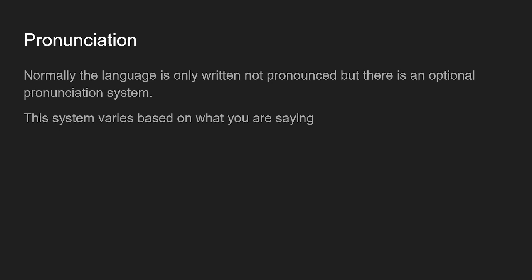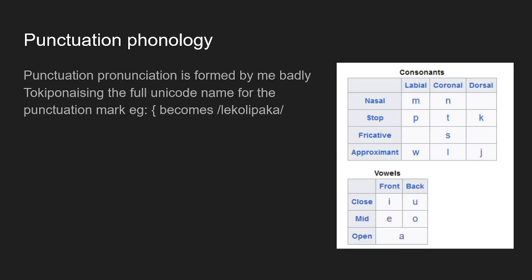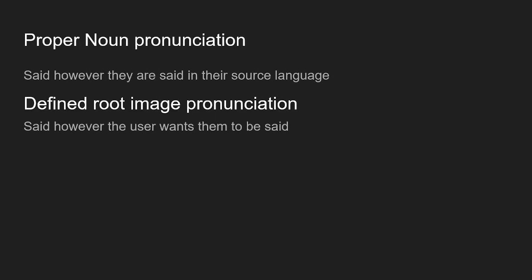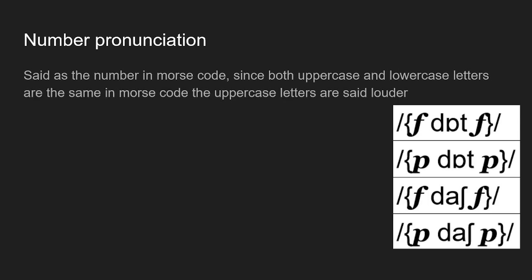Pronunciation. Normally the language is only written, not pronounced, but there is an optional pronunciation system. This system varies based on what you are saying. The punctuation phonology. Punctuation phonology is formed by badly toki-ponoizing the full Unicode name for the punctuation mark, e.g. curly bracket becomes nekolipaka. Proper noun pronunciation, said however they are said in source language. Defined root image pronunciation, said however the user wants them to be said. Number pronunciation, said as the number in Morse code.